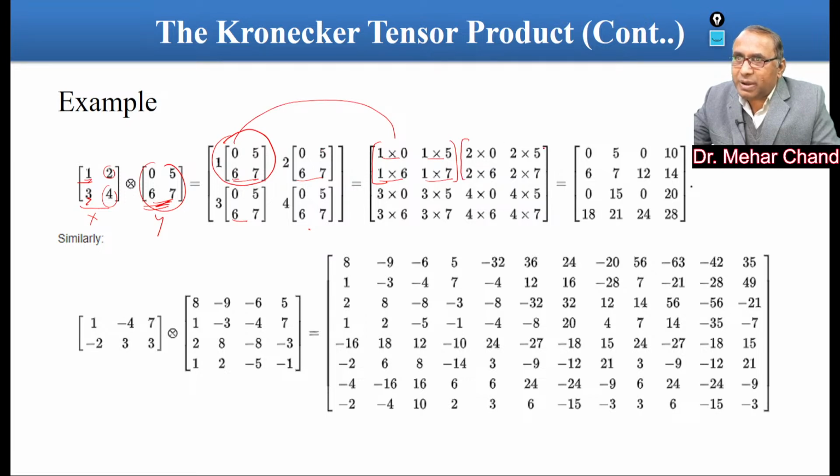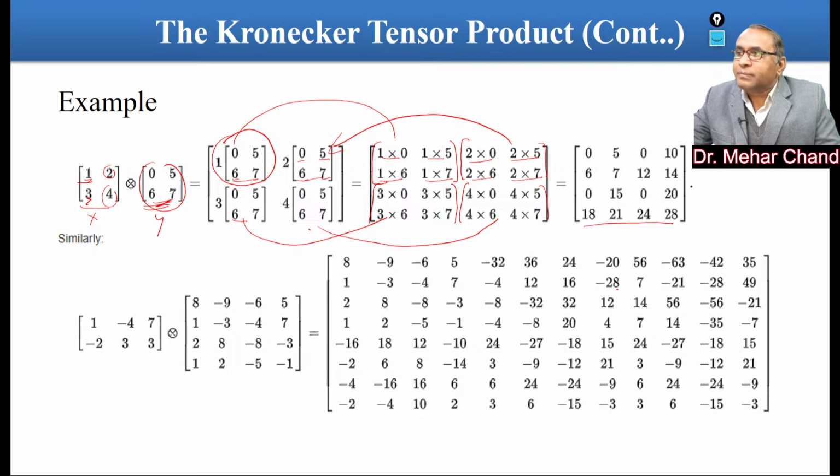Similarly, this part is obtained from this one: 2 into 0, 2 with 5, 2 with 6, 2 with 7. Similarly, we have this part and this part, this matrix and this element. After simplifying, we can get this matrix. So this is equal to this one, and this is all the possible products.